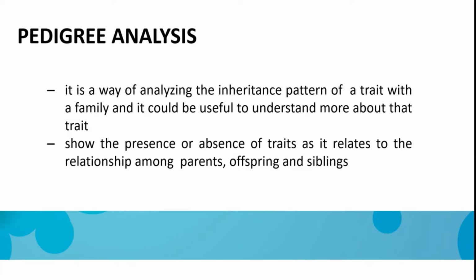In human genetics, there are two methods used to identify the modes of inheritance of traits or diseases in a human. The first technique is pedigree analysis. It is a way of analyzing the inheritance patterns of a trait within a family, and it could be useful to understand more about that trait. It shows the presence or the absence of traits as it relates to the relationships among parents, offsprings, and siblings.